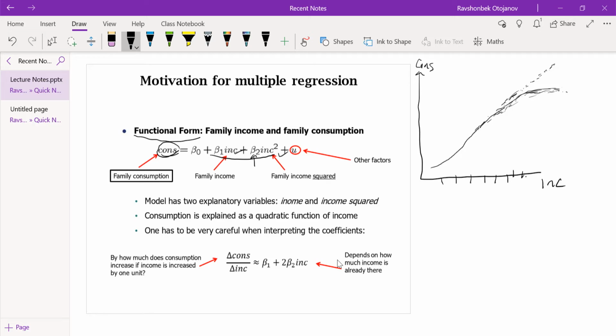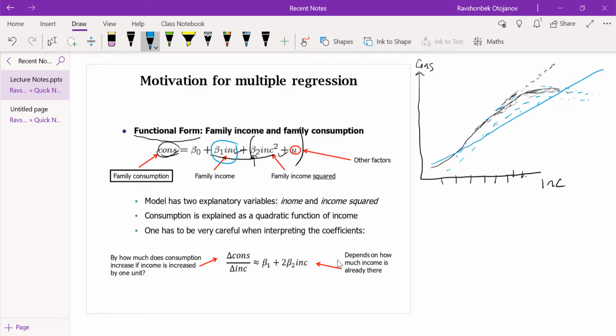So with multiple linear regression, that is a possibility. If it was just a simple linear regression, we wouldn't have this term, right? This term would be part of the u, yeah? So it wouldn't have been included in this model, and then we would simply fit a straight line like this, for example. With this model, the interpretation is slightly different.